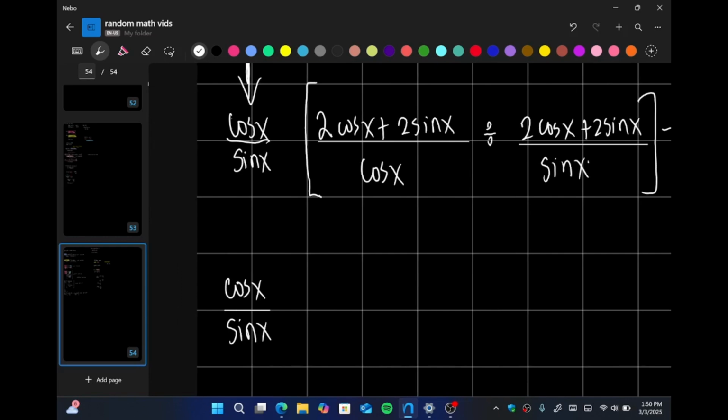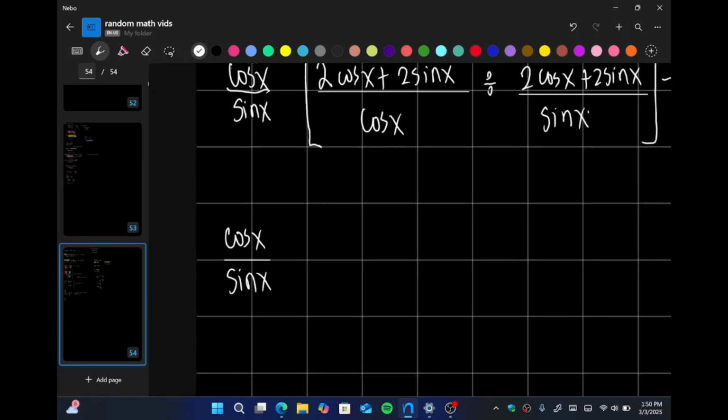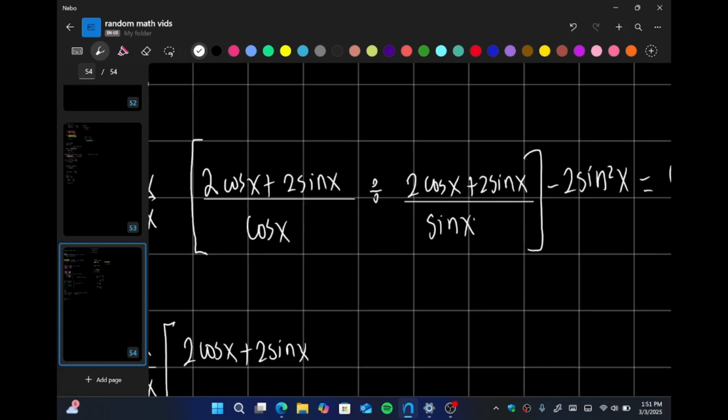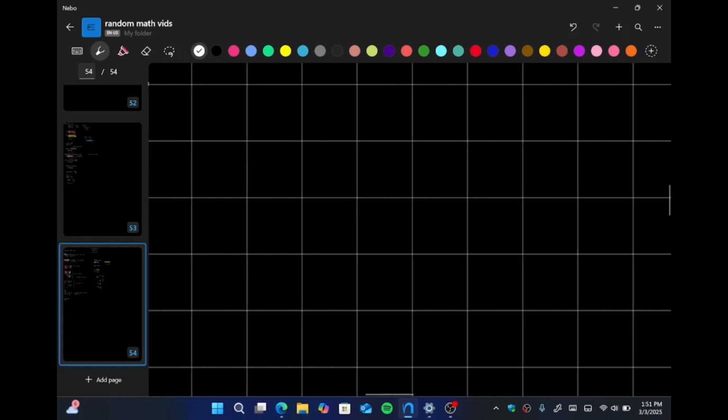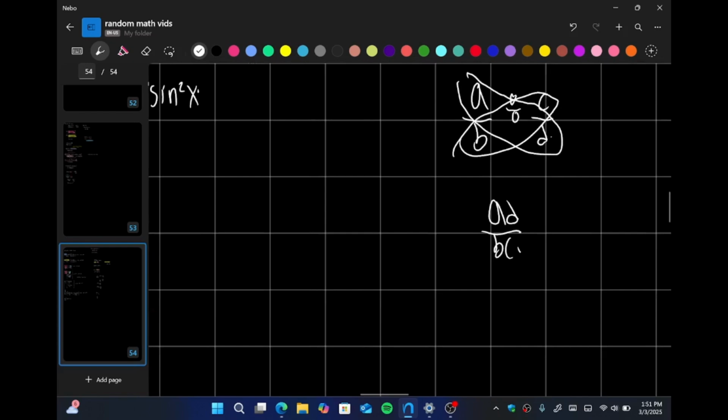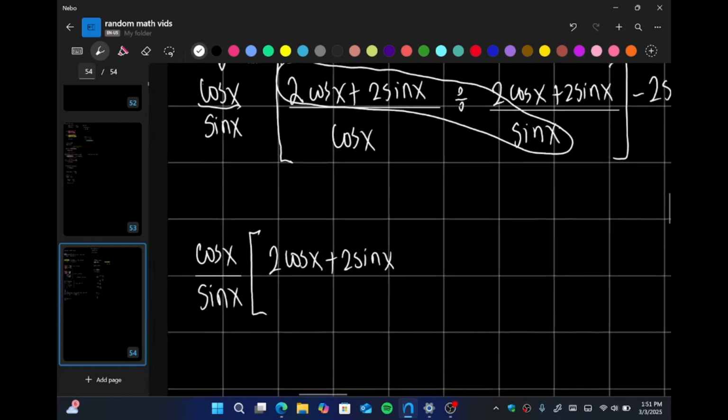I'm keeping this the same because eventually I'm going to simplify this part. We have 2 cosine x plus 2 sine x. If you want, you can do the cross multiply thingy. How that works: a over b divided by c over d is AD over BC. So this over this, right? So we can just do that.